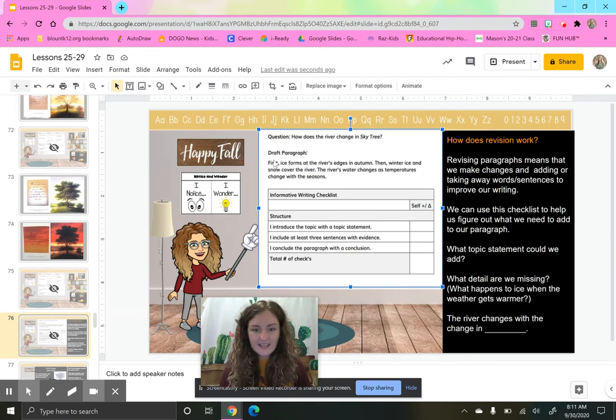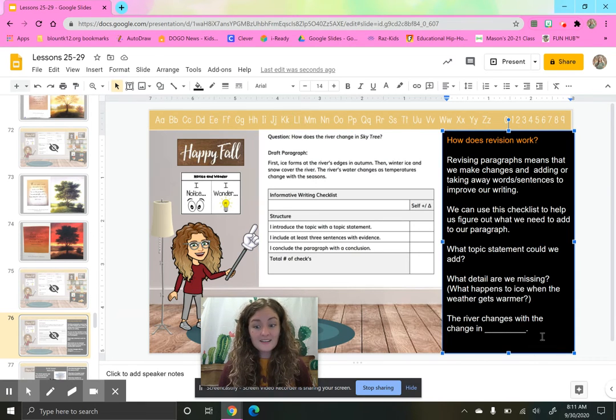What happens to ice when the weather gets warmer? So finally, the ice, what happens with ice when it gets warmer? Finish this sentence and tell me in the Ed puzzle. So we could say the river changes with the change in seasons. First, ice forms at the river's edge in autumn. Then winter snow covers the river. Finally, the ice melts and the river is filled with water again. The river's water changes as temperature changes with the seasons. So your final piece of evidence should have talked about how the ice melts with the warmer weather.